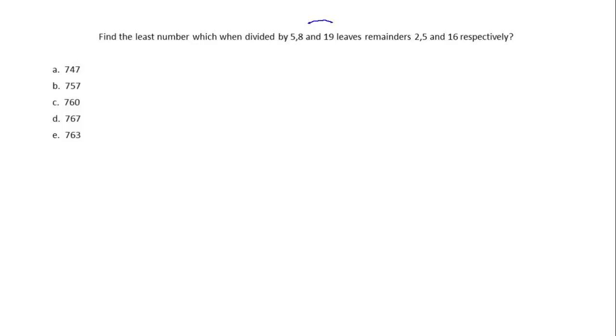19 into 8 is 152, and 152 into 5 is 760. Good job, Vishnu has given me some answer. So 5 minus 2, 5 is 2, 5 minus 2 is 3.